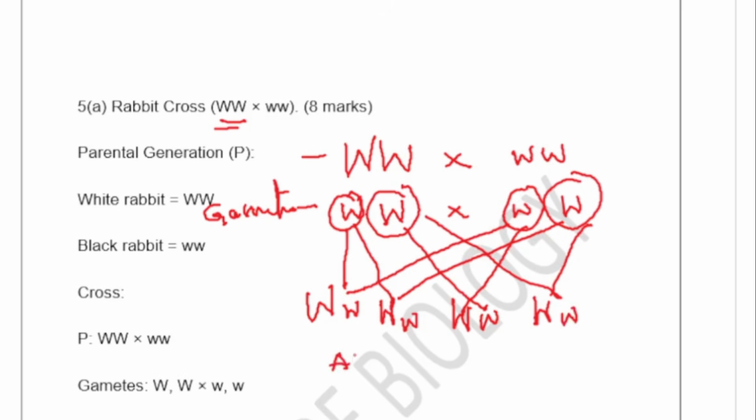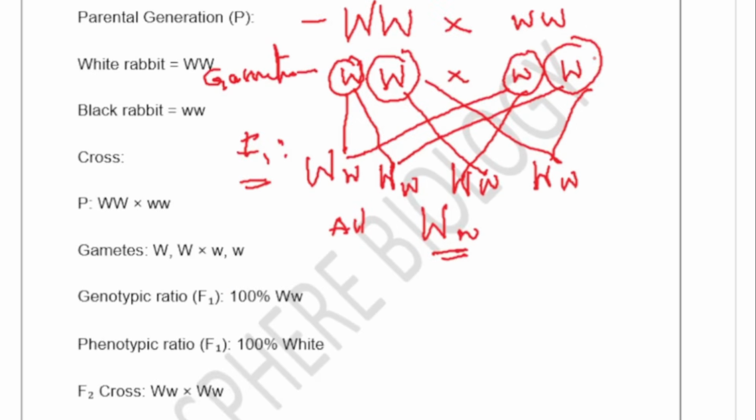So all of them will be what? Capital W and small w in this F1 generation. This is the first generation, so all the offspring for the first generation will be capital W and small w. For the F1 generation, the genotypic ratio is going to be 100% because you have 4 over 4 times 100, which is 100%. So that's why I said here that you have 100% capital W, small w.